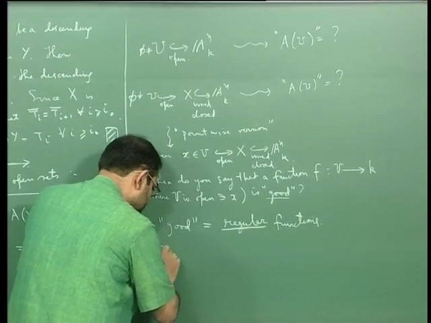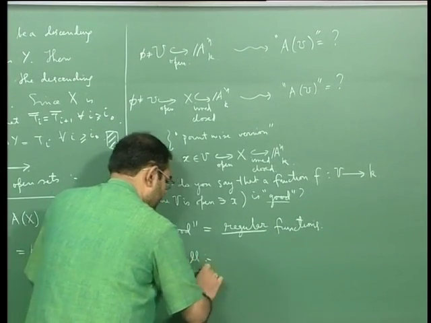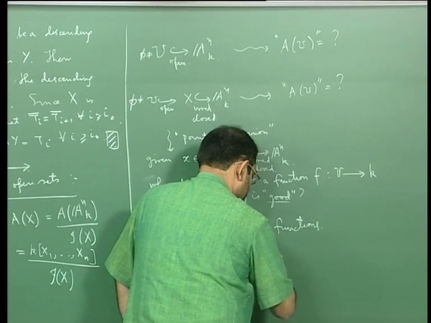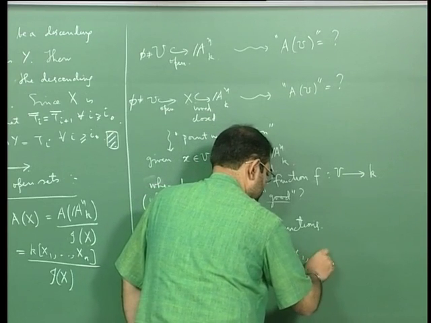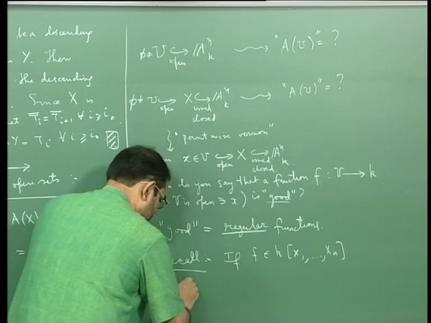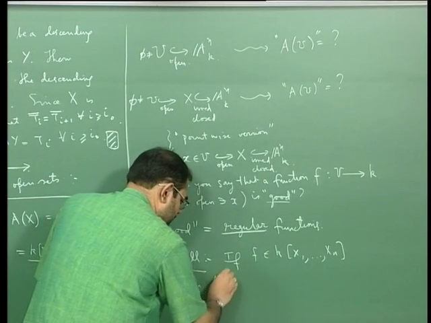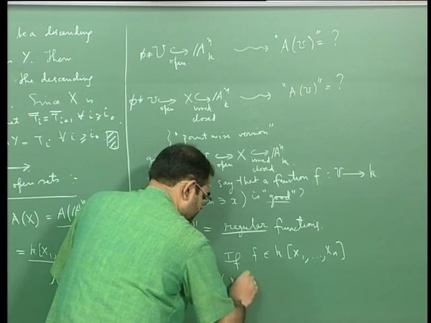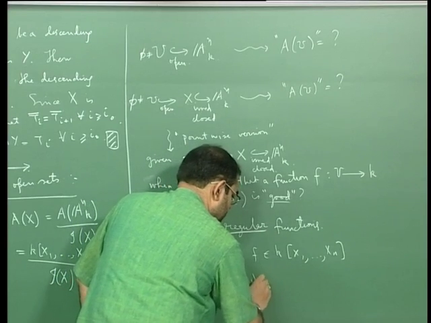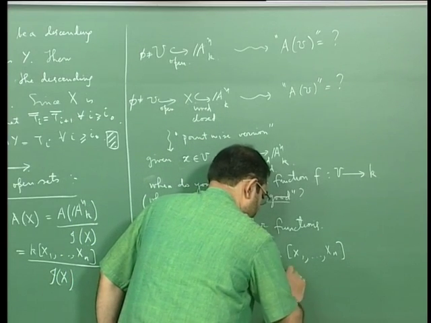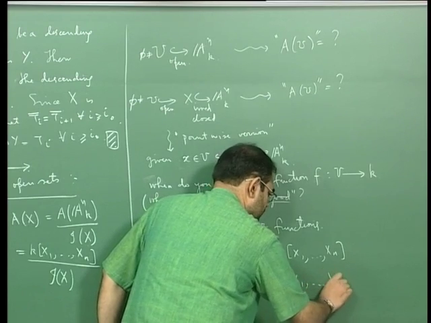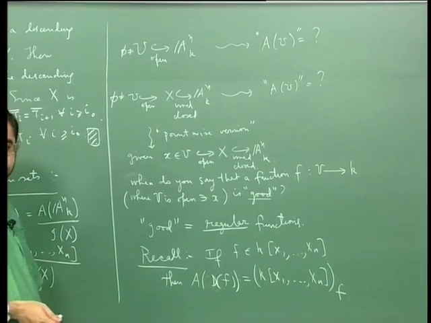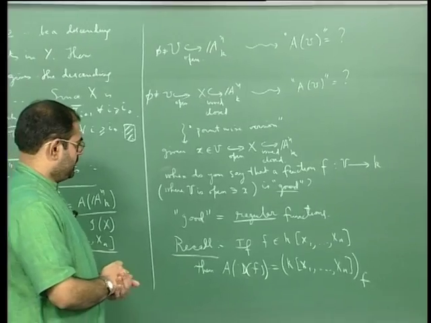So recall, if f is a polynomial, then A of D of f is defined to be equal to the polynomial ring localized at f. This is our definition.